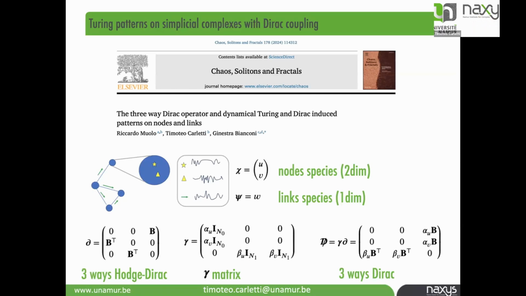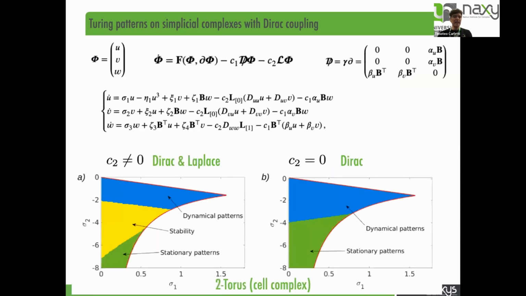And so you have this modified, if you want, three-way Dirac operator, where now you have the Dirac operator, but that now takes into account that you have a different dimension in the links and on the nodes. And indeed, you write almost a generic model where you put some parameters. Again, it's not important, the model per se.